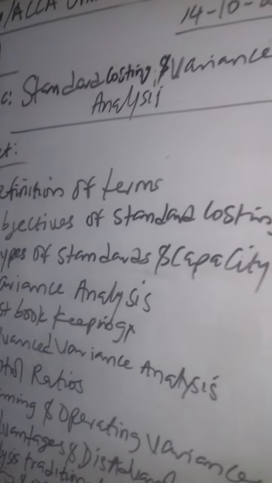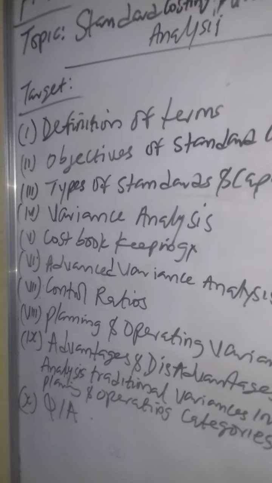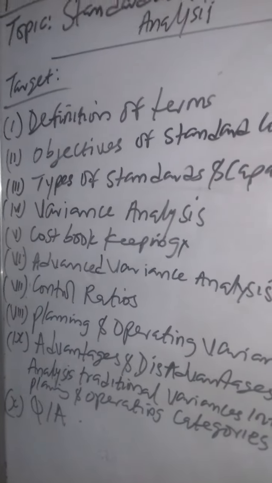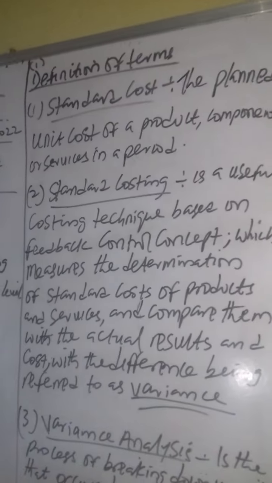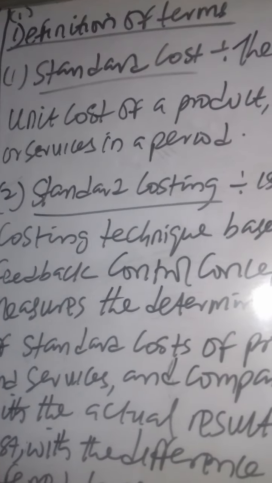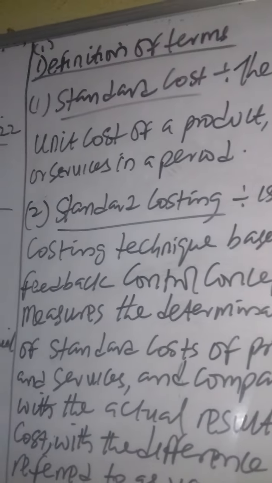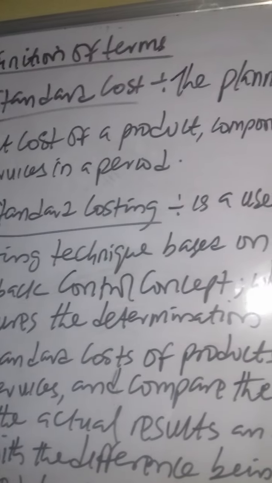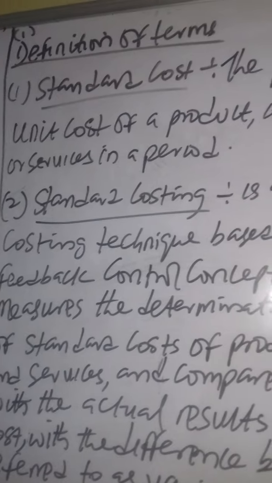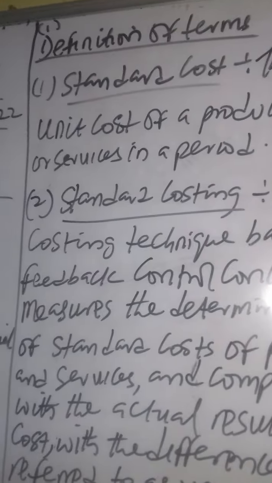Performance Management, cost account, standard costing, and variance analysis. You are welcome. Let's go to definition of terms. We will quickly look at what is standard cost. Standard cost simply means the planned unit cost of a product, component, or services in a particular period. I call it predetermined cost of items.